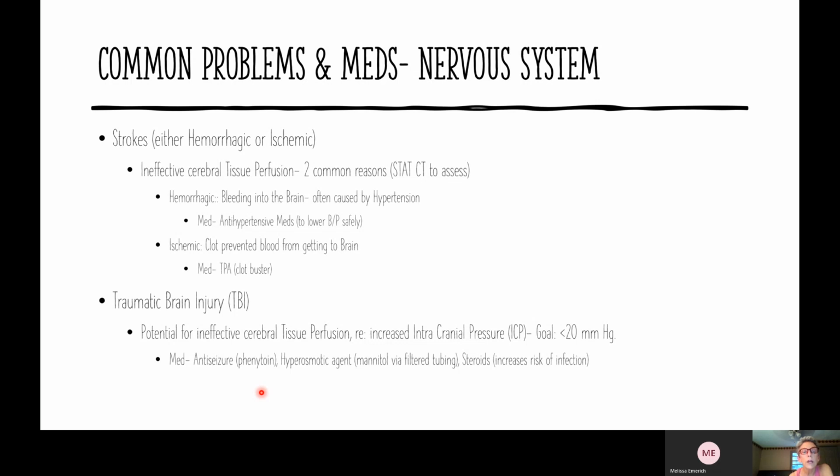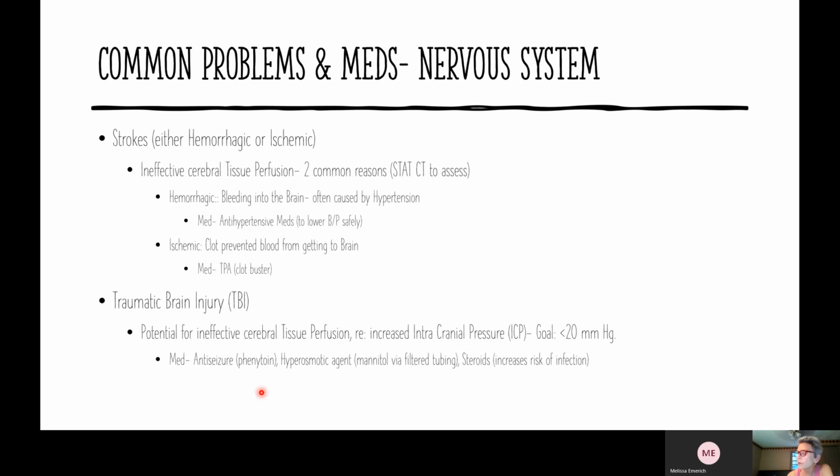The hyperosmolar agents are important as well. Mannitol. One of the important things with mannitol is you're going to put it through a filtered tubing because it has little crystally things that can happen. You don't want that to get into the system. And then, of course, steroids.